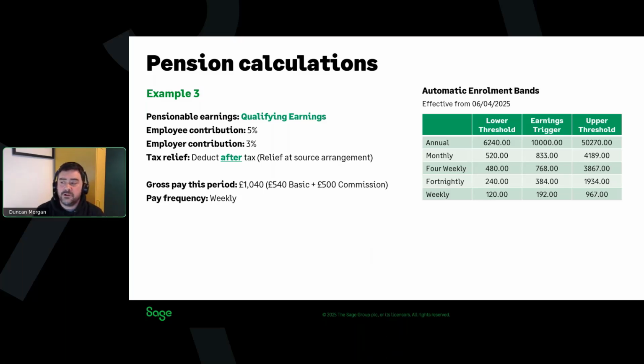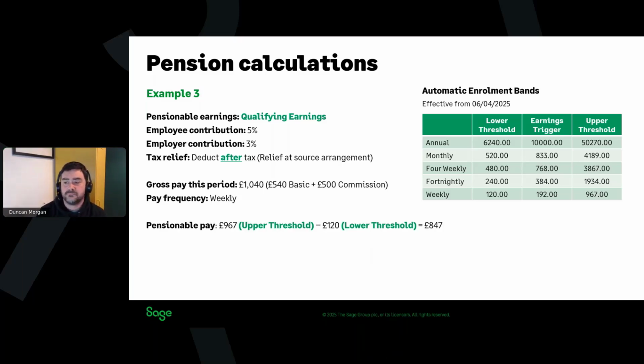So when we work through this one, to calculate the pensionable pay, we take a look at the lower and upper threshold for weekly, and we can see that the employee's total pay is above the upper threshold. So the pensionable earnings are just the earnings between the lower and upper threshold. So if we do 967 minus 120, it means our pensionable pay is £847.